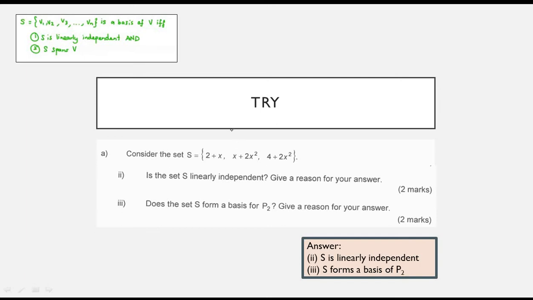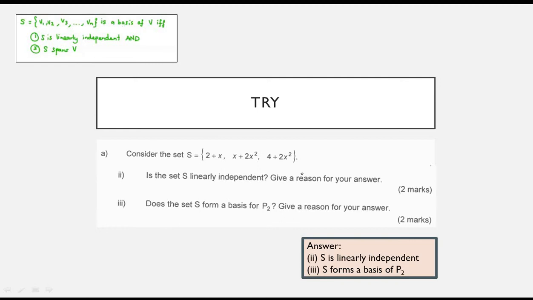Let's try some questions from the topic basis and dimension. S, this set, is a basis of V if and only if it satisfies two conditions. Number one, S is linearly independent, and the second condition, S spans V. V here is for vector. We can also check for matrix and polynomial.